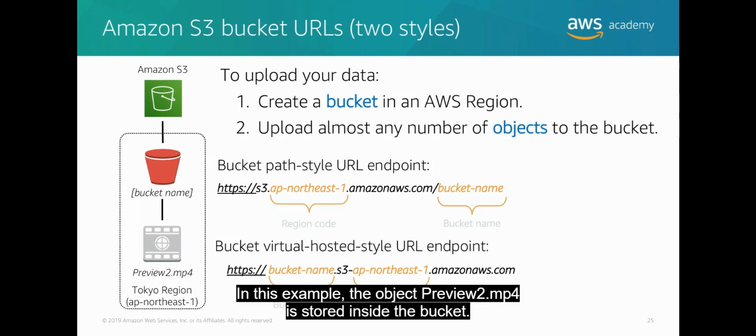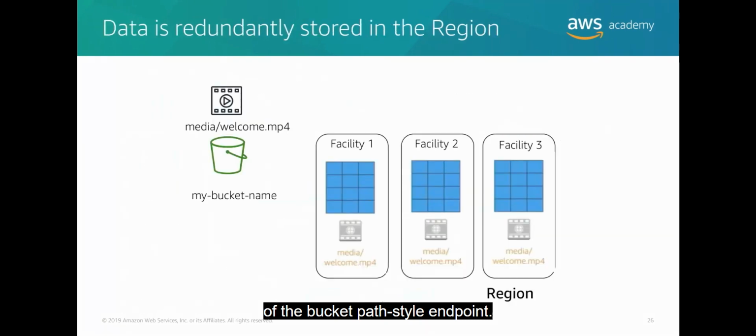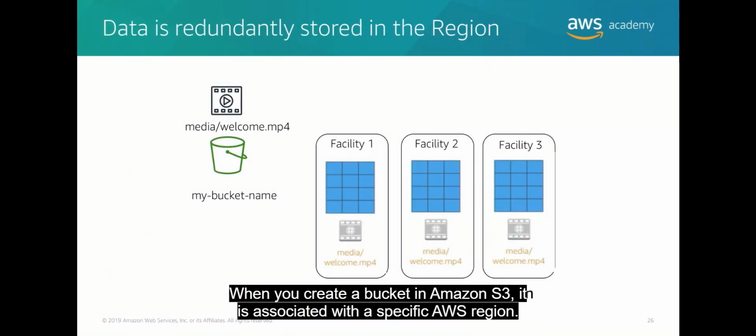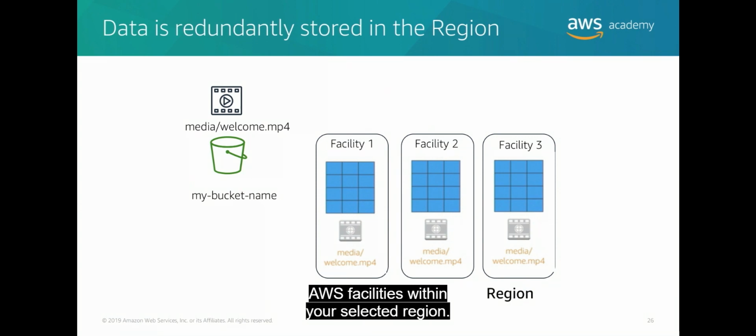In this example, the object preview2.mp4 is stored inside the bucket. The URL for the file includes the object name at the end of the bucket path style endpoint. When you create a bucket in Amazon S3, it is associated with a specific AWS region. When you store data in the bucket, it is redundantly stored across multiple AWS facilities within your selected region. This means your data is secured even if there is concurrent data loss in 2 AWS facilities.